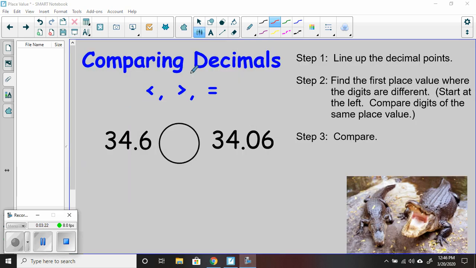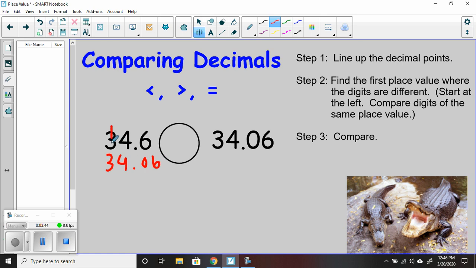All right, comparing decimals, we either use the less than symbol, the greater than symbol, or the equal symbol to compare. We're going to line up the decimal points. So I'm going to take this one right here and write this one right underneath it, lining up my place value, so that I can compare place by place. And then I'm going to look.